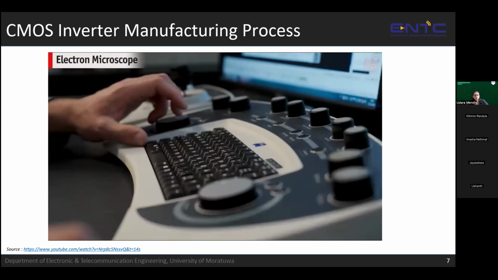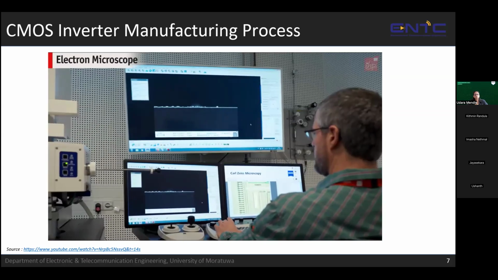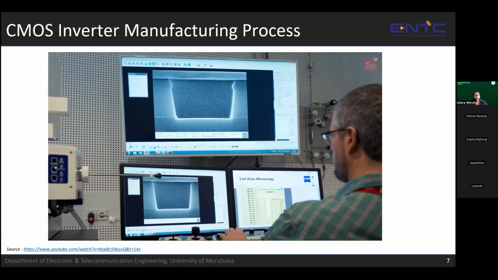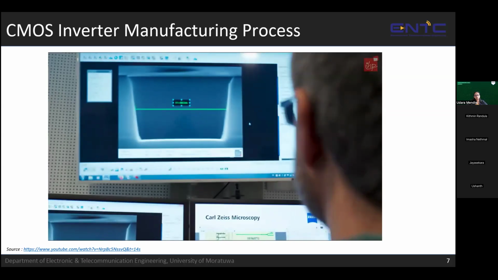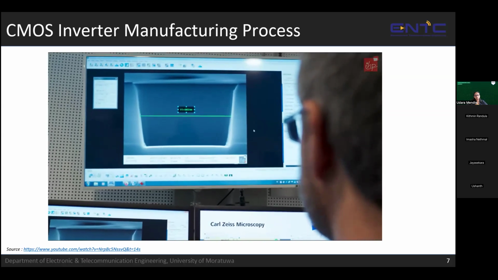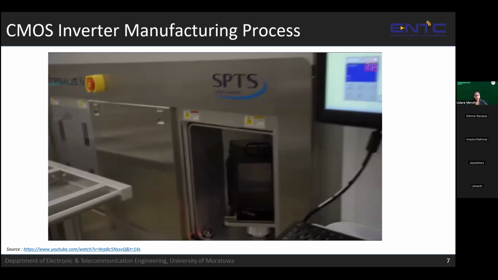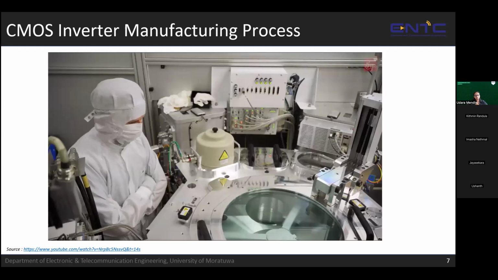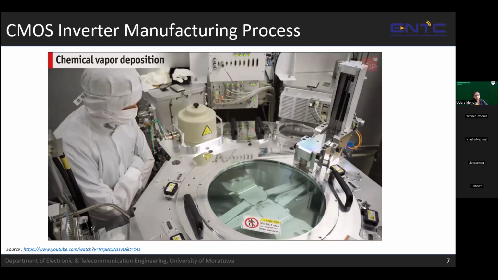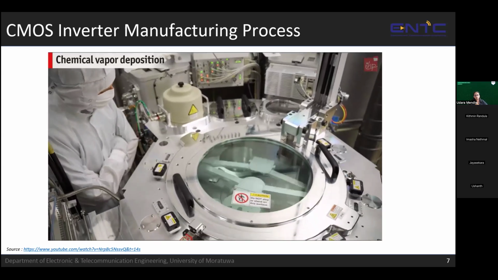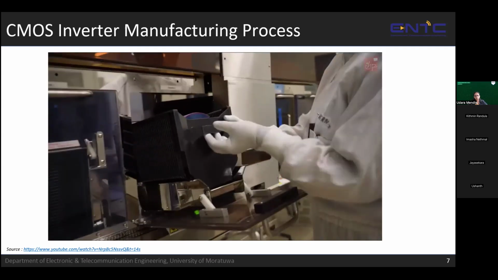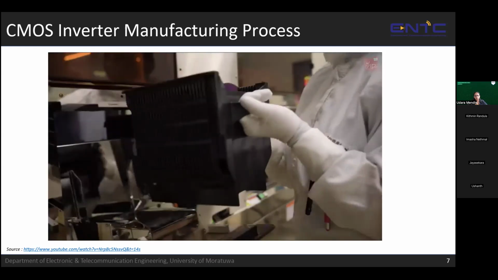These structures can be visualized with an electron microscope. This helps us to optimize our etching process. Here we see a trench etched into the silicon. Once the structures are created, they can be filled with another material, such as insulating silicon dioxide. This is done by plasma-assisted chemical vapor deposition, which allows fast deposition at lower temperatures.